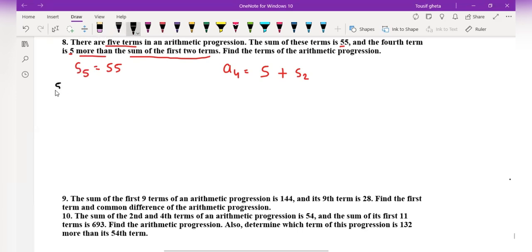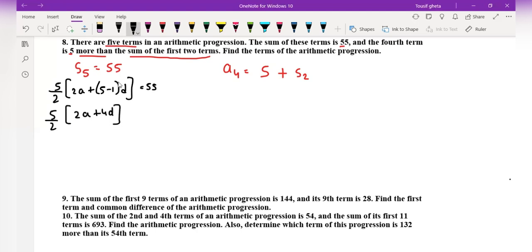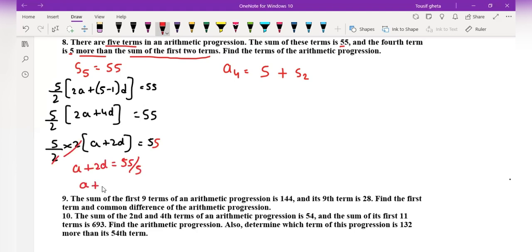S5 को हम कैसे लिखेंगे? 5/2 of 2a, a के वैल्यू पता नहीं, plus n के वैल्यू 5 minus 1 d, we don't know d, is equal to 55. Okay, so 5/2 को लिखेंगे as it is, 2a plus 4d आएगा. Okay, 2a plus 4d में हम कॉमन निकाल सकते हैं. What we shall take as common? 2 we shall take as common. Remaining will be a plus 2d. Okay, यहाँ पर right hand side 55 लिखना as it is. Okay, 2 cancel and 5 cross multiply across. So a plus 2d is equal to 55/5. So a plus 2d is equal to 11 आएगा. That is our first equation.